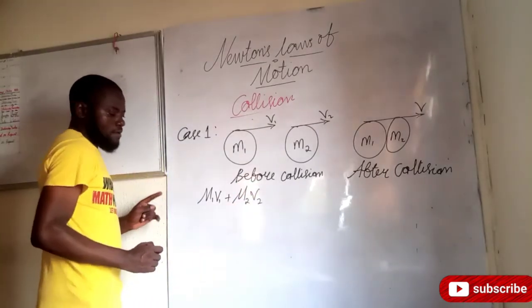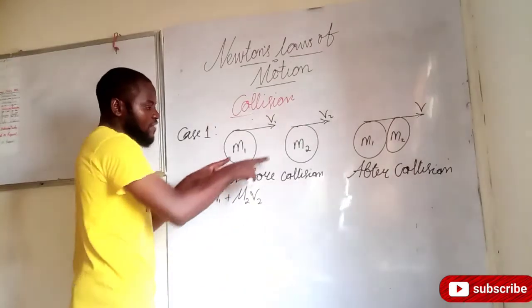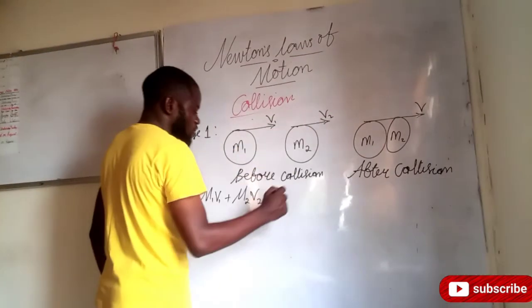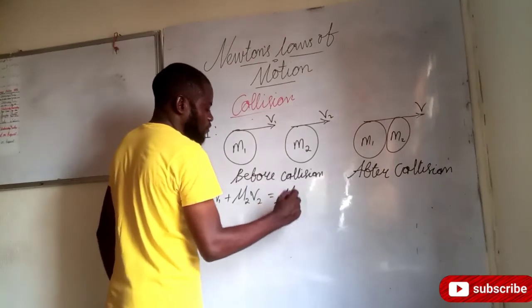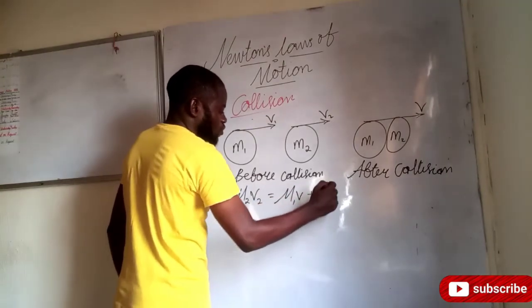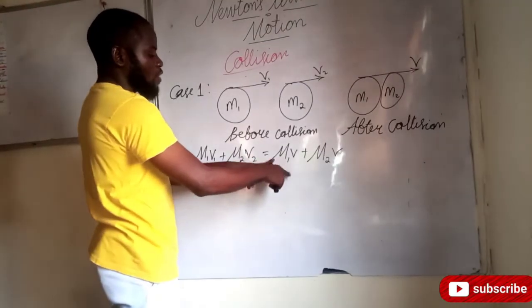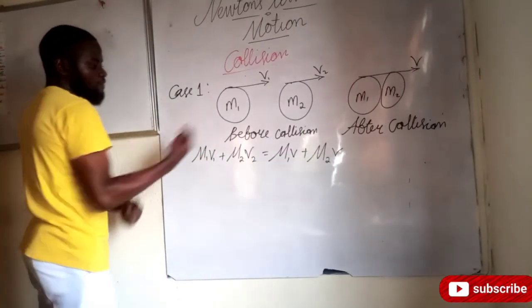Are we together now? Because momentum is a vector quantity, and whenever two vectors face the same direction, we add them together. It's now going to equal momentum after collision, which is m1v plus m2v. So m1v1 plus m2v2 equals m1v plus m2v. So v is common here.